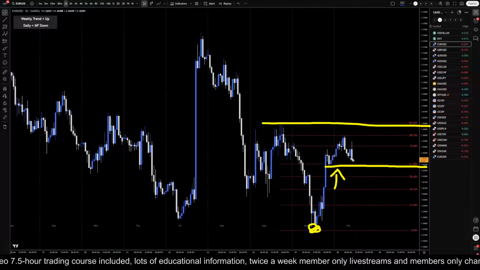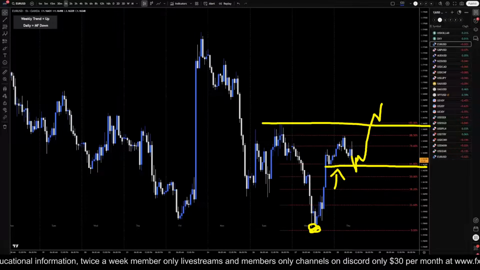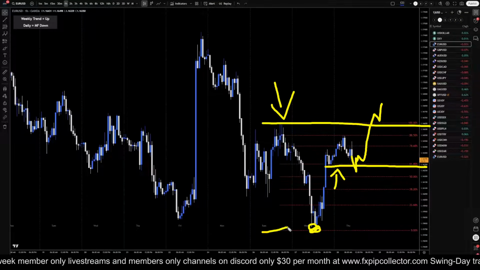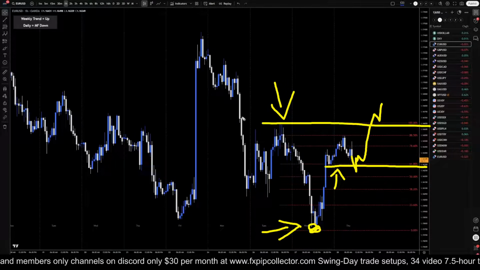If it doesn't take out that low, or if it just spikes below it and then rejects it, then it may actually make for a pretty nice long opportunity. Like I said, we need to see this break of structure right here to confirm that this right here really is the bottom of a correction on like the 4 hour time frame.